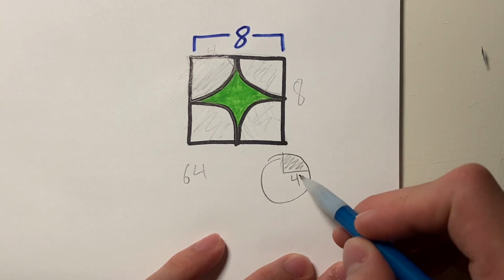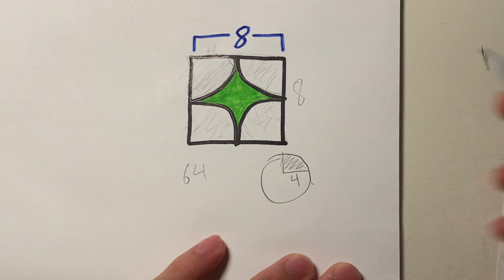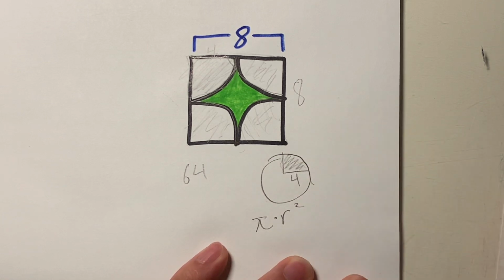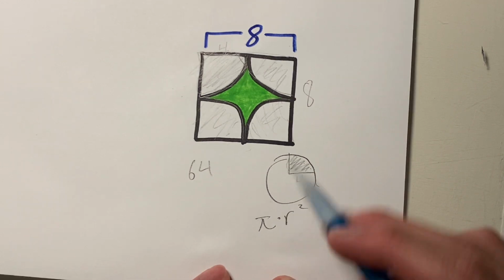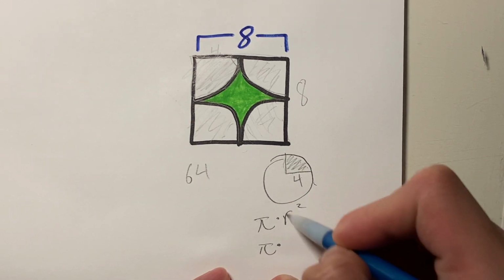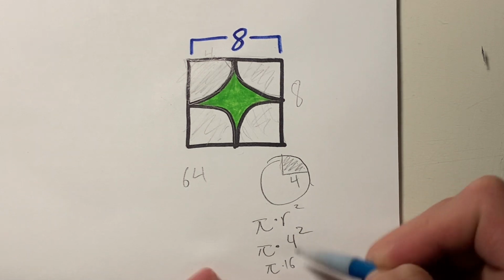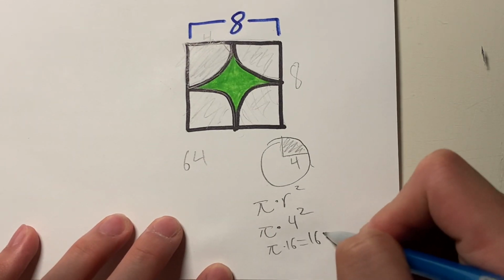Now, knowing that the radius is 4, how do we find the area of the circle? What's the area of the circle again? It's going to be pi times r squared. So we know 4, so let's just plug it in. That's going to give us pi times 4 squared. That's going to give us pi times 16, which will just give us 16 pi.